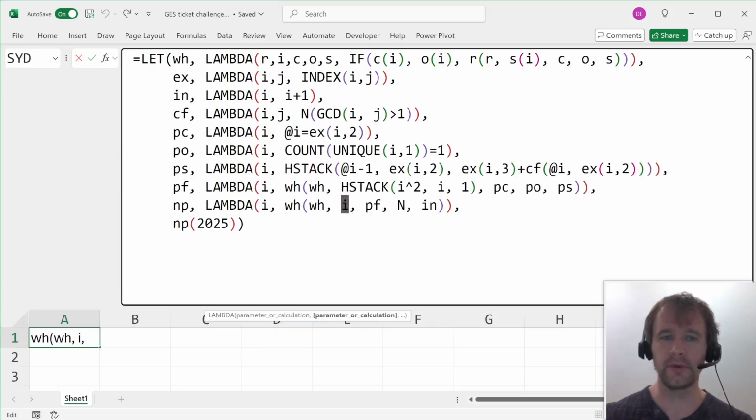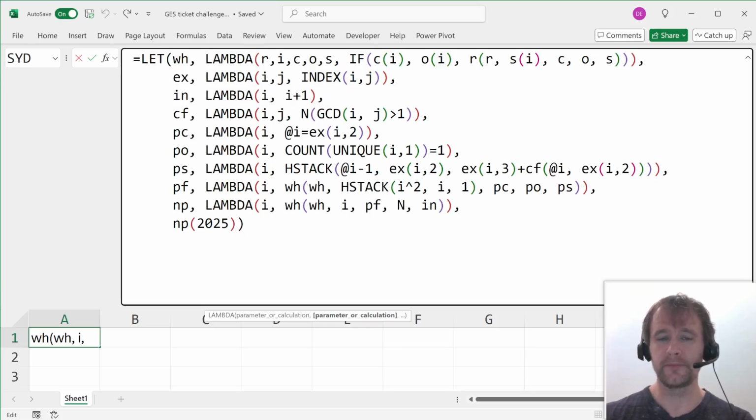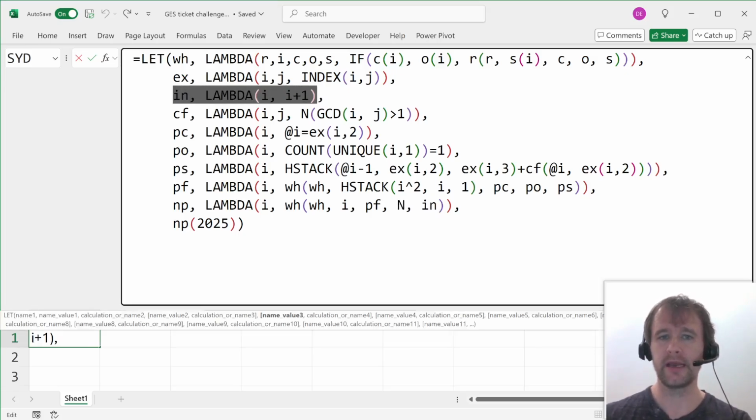Well, we start off with a number. In this case, it's 2025. We check if it's prime. If it is, we return n of that number, which is just a function that does nothing in the case of a number. So we just return the number. And if it's not, we apply in, which is just increment, add 1 to the number.